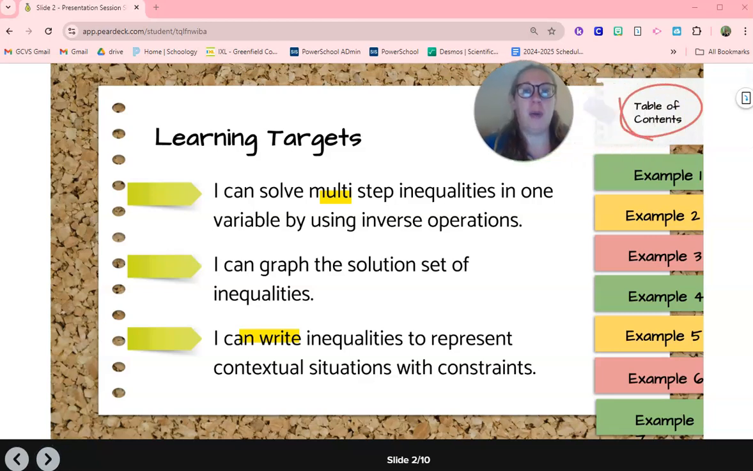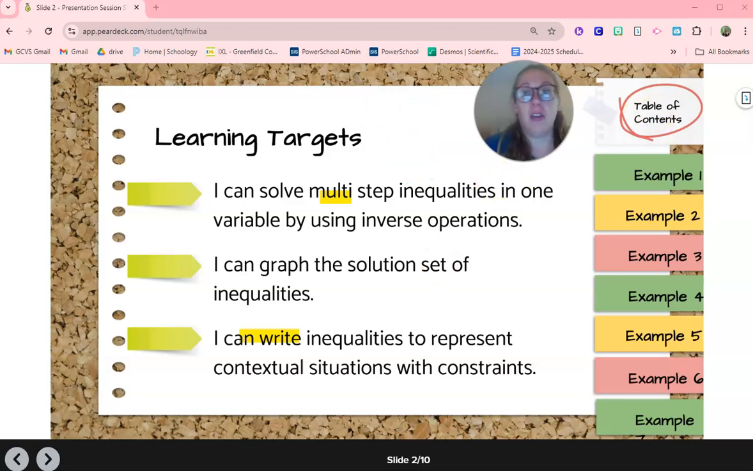Looking at our table of contents and our learning targets here, our goal by the end of the week is that you are feeling comfortable solving multi-step inequalities in one variable using those inverse operations, right? The opposite of addition is subtraction. The inverse of multiplication is division. The inverse of something being squared is that square root, right? These are all of our opposite inverse operations.